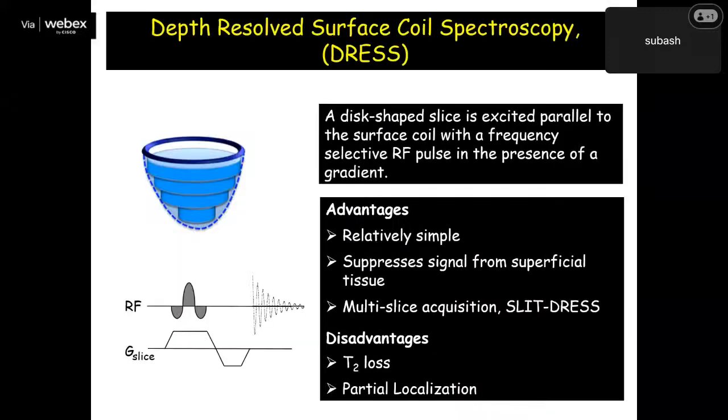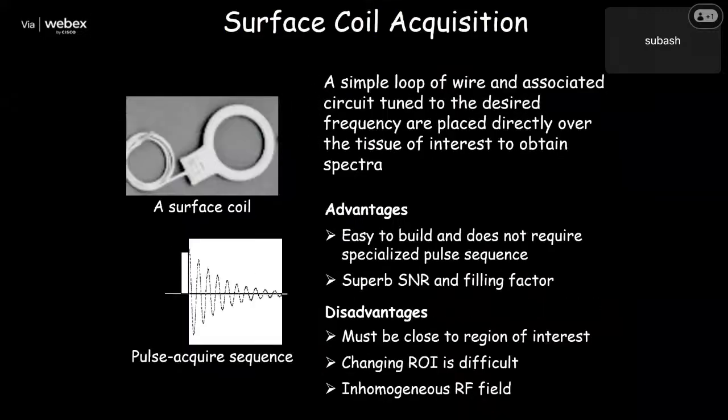This is a surface coil. If you want to study superficial structures where no depth information is required, like muscle, you can use simple loop coils like this and acquire the signal from the surface. This kind of surface coil is usually used for muscle or superficial organs. For deep-seated organs, you have to use the STEAM or PRESS sequences.